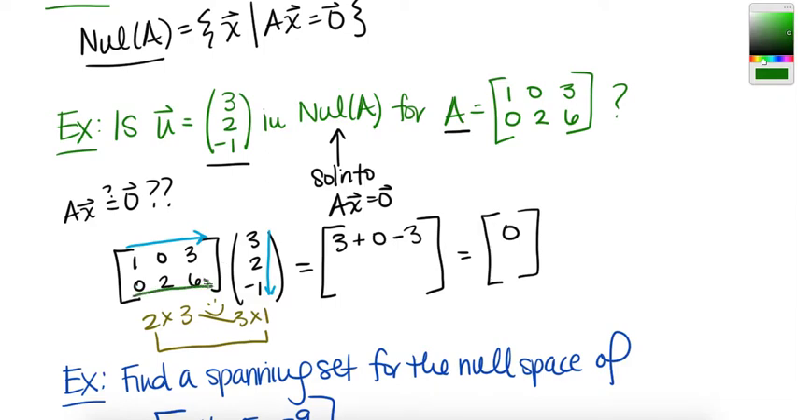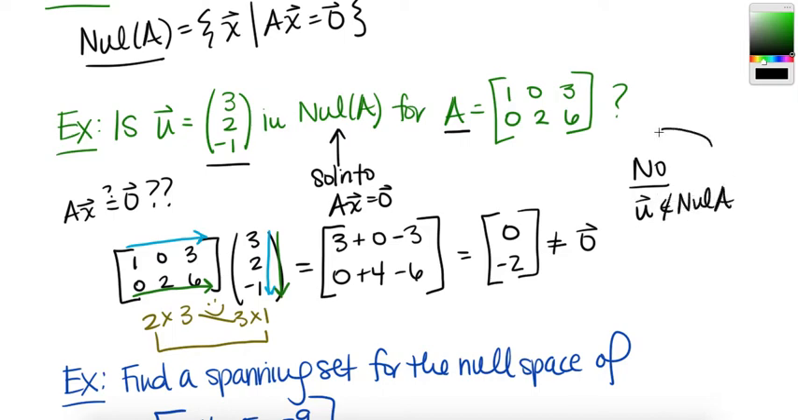So now we're going to go across the bottom and down this same column. And we get 0 times 3, which is 0. 2 times 2, which is 4. 6 times -1, which is -6. So we end up getting -2. This is not the 0 vector. They would both have to be 0. So this is no, u is not in the null space. All right, checking to see if something is in the null space is as simple as just multiply the vector and the matrix together, see if you get 0.